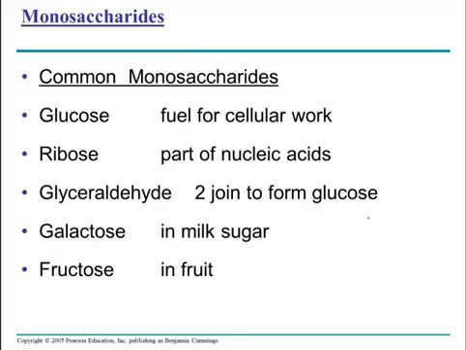Some everyday monosaccharides that you should recognize the names of, not the structures, are glucose. We will talk a lot about it in a coming chapter. It's the fuel for cellular work. Ribose, which we just saw on the last slide, is the main sugar that's part of nucleic acids, such as ribonucleic acid, RNA. We will see the importance of something called glyceraldehyde. 2 of these join to form glucose.